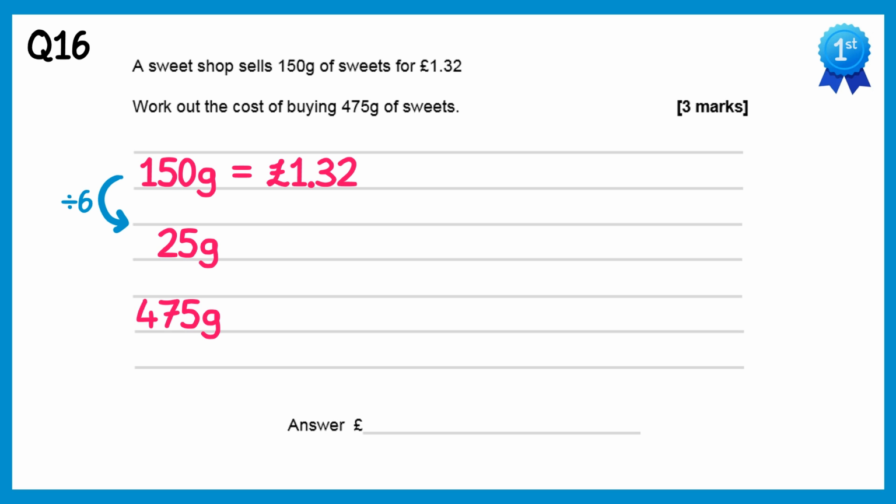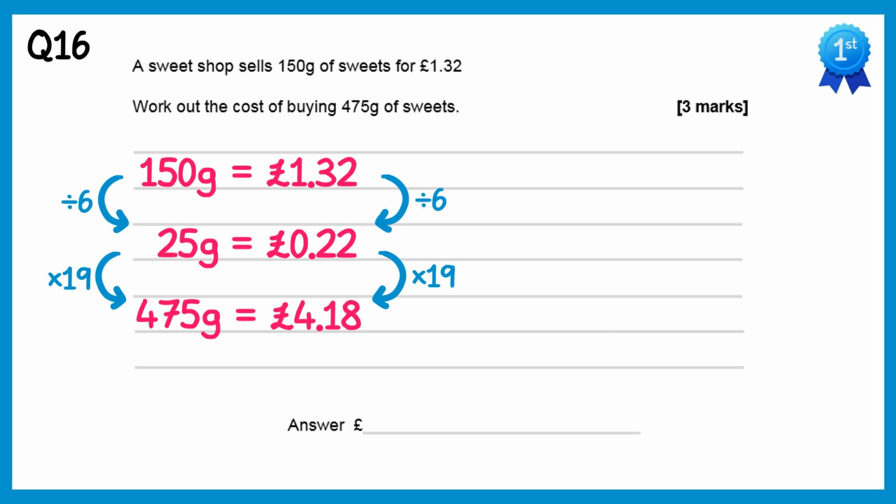That's divide by 6. If you're unsure how to do this, do 150 divided by 25, and notice you get 6. Then to get from 25 to 475, we times by 19. Again, if you do 475 divide 25, you'll see this gives you 19. So to get from 150 to 475, we divide by 6, then times by 19, so we can do the same with the price. £1.32 divided by 6 gives you 22 pence, and then times by 19 gives you £4.18, and that's the answer to the question.